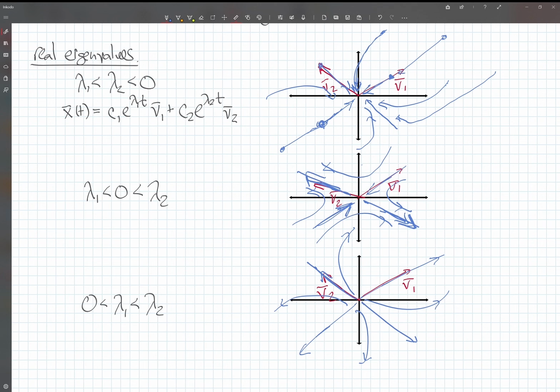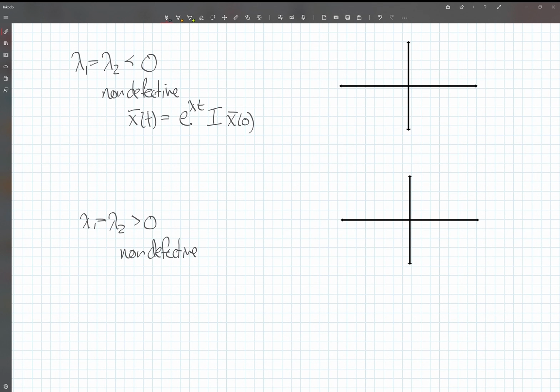What if we have multiplicity 2? If the 2 eigenvalues are equal, that is to say they have algebraic multiplicity 2, and the matrix is non-defective, then there's 2 possibilities. Either that eigenvalue is positive or it's negative. In either case, after you diagonalize, the diagonal form of your matrix will look like a multiple of the identity. And we know how to compute the matrix exponential of a multiple of the identity. It's just e to that multiple times the identity.